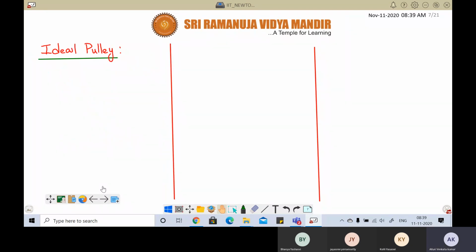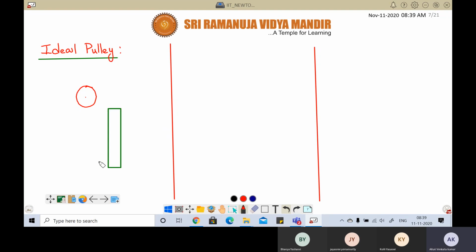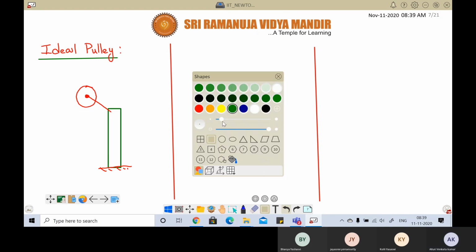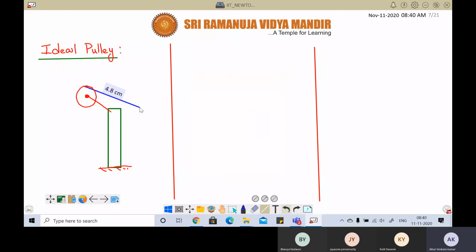The next one is called an ideal pulley. Pulleys, you already know. In olden days they used to draw water from wells with the help of pulleys. This will be the pulley. There will be a pulley here, a rope will be passed over that pulley, and here there will be a bucket, correct or not?